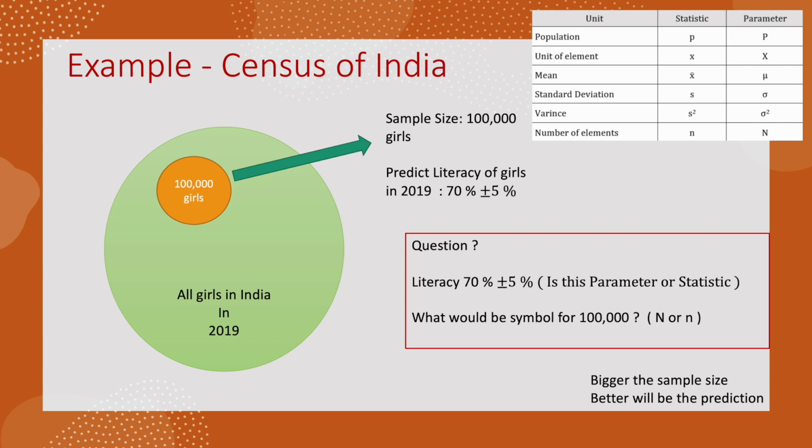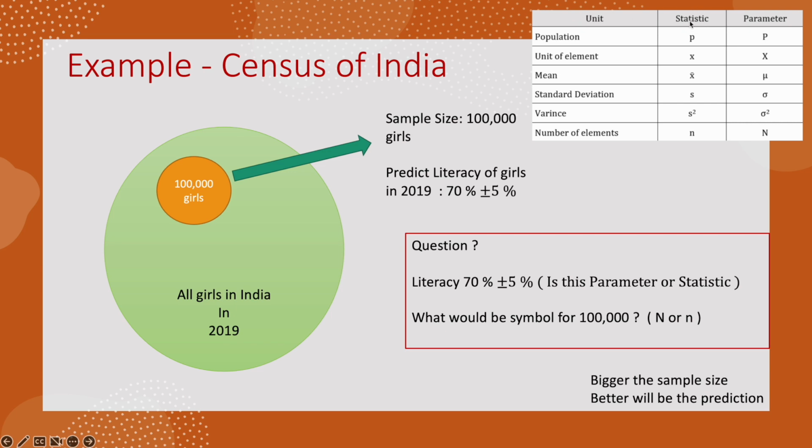Now let me ask you another question. Suppose instead of these 100,000 girls, I do a sampling of 50 lakh girls. I increase the sample size to 50 lakh. Will my accuracy increase? Yes, of course it will. The bigger the sample size, the more representative it is, and the less bias it has, so the better results you are going to get.